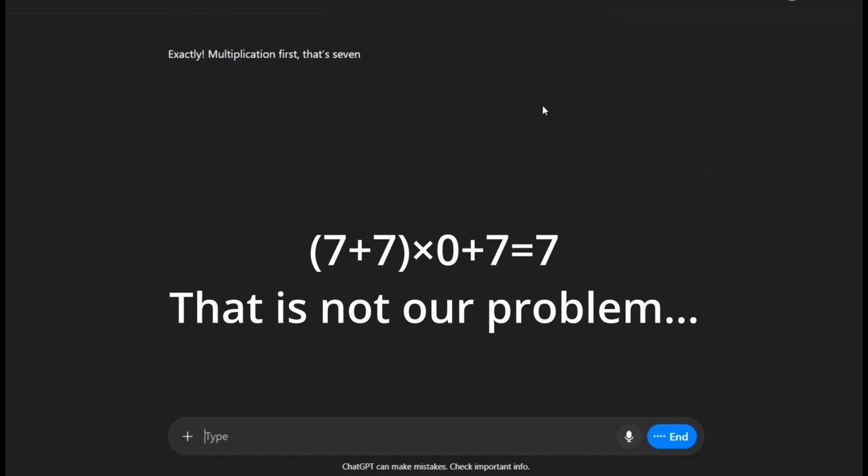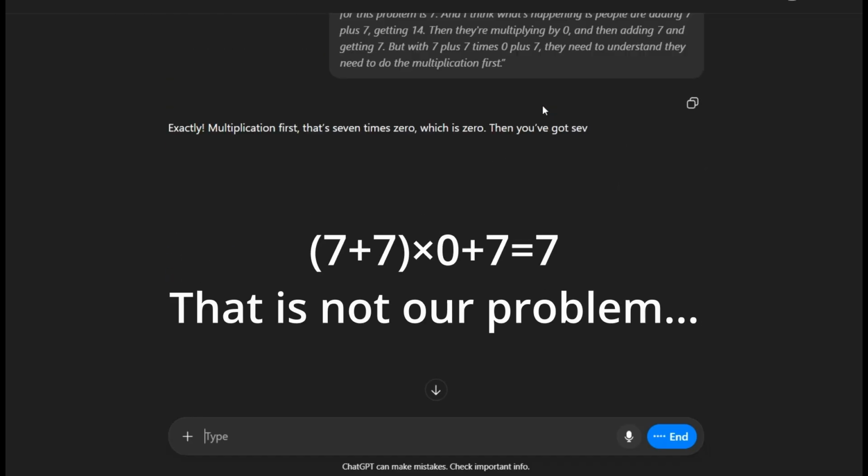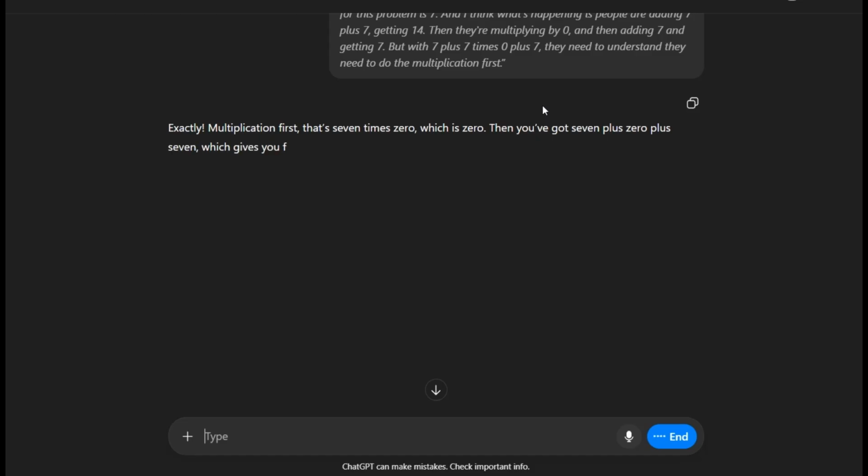Exactly. Multiplication first, that's 7 times 0, which is 0. Then you've got 7 plus 0 plus 7, which gives you 14. It's all about following that order, even if Facebook comments don't.